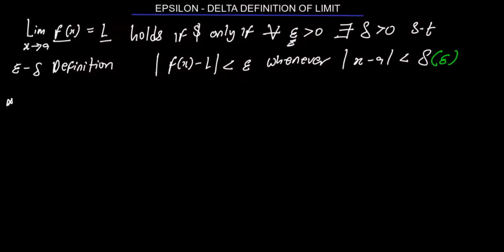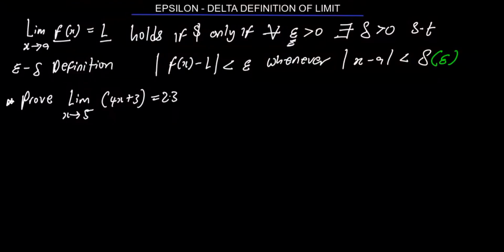Now, let's pick a question. The first question here is, you have to prove that the limit as x approaches 5 of 4x plus 3 equals 23. Normally if you solve this limit, you see that you have 4 times 5, 20, plus 3, which equals 23. You have to prove that this is equal to 23. How do we prove it?